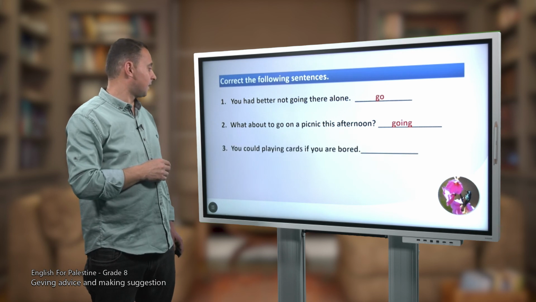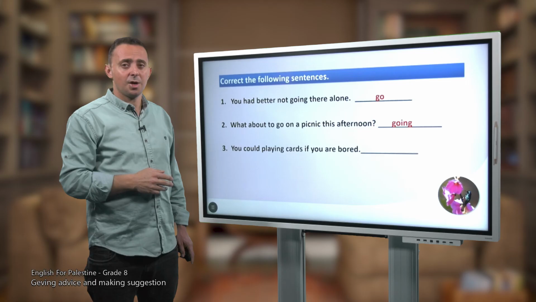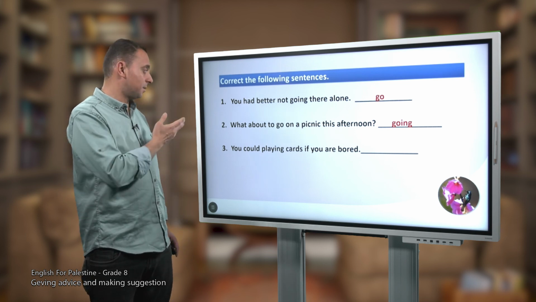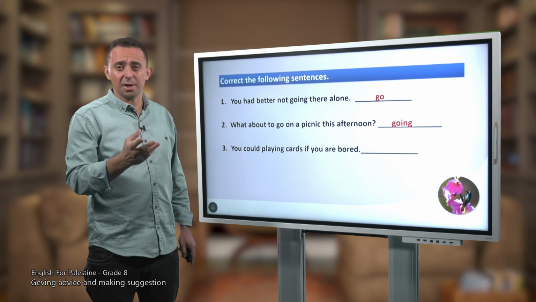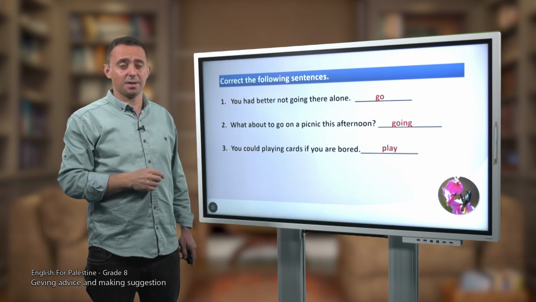Let's continue. Number 3. You could be playing cards if you are bored. Again, you could be playing cards if you are bored. Where is the error in this example? Very good. It's playing. What is the correct answer? It's play. Playing becomes play. Why? Because could should be followed with the infinitive form of the verb, not a verb with ing, right?